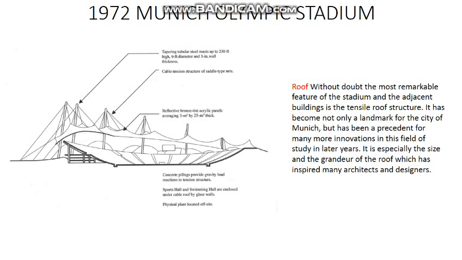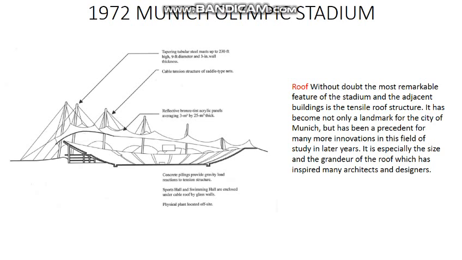The roof. Without doubt, the most remarkable feature of the stadium and the adjacent buildings is the tensile roof structure. It has become not only a landmark for the city of Munich, but has been a precedent for many more innovations in this field of study in later years. It is especially the size and the grandeur of the roof which has inspired many architects and designers.